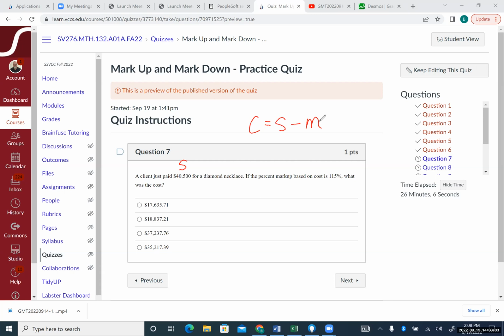What makes this one tricky, and this will be the last one we work today, is that this is where they get a lot trickier. We're not able to directly calculate our markup because the markup is based on cost and we're not given the cost. The markup is 115% of cost, but we don't know what the cost is.